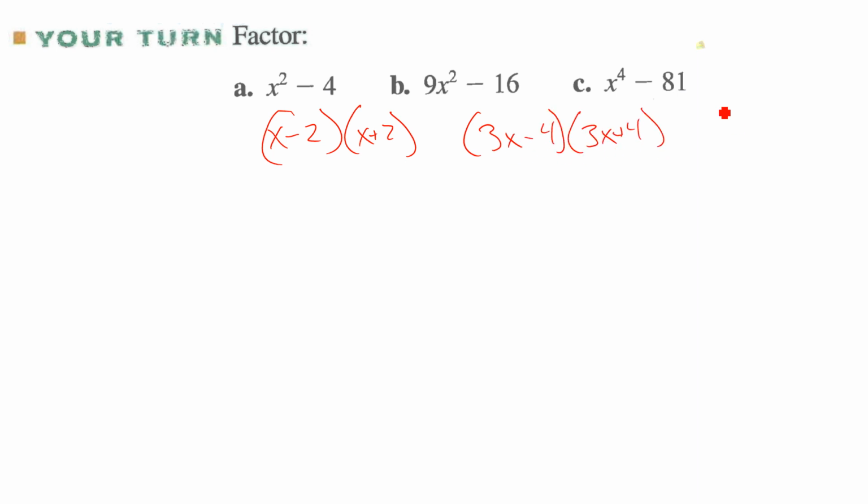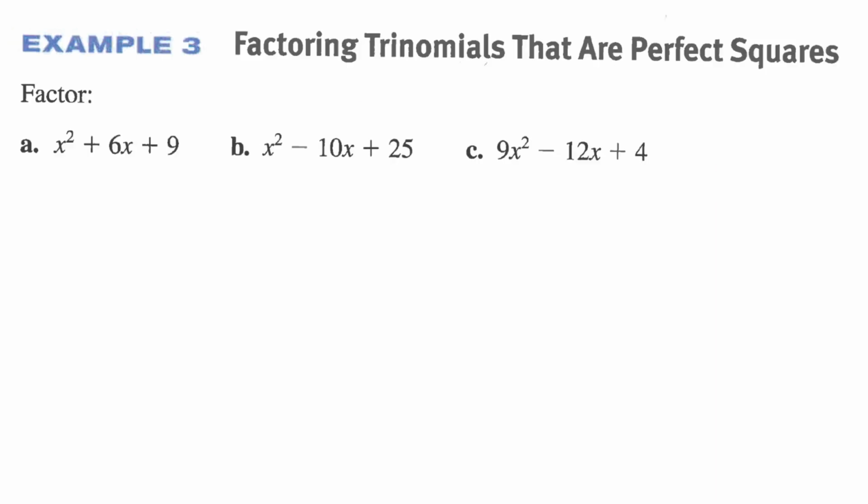And for the last one, we had x squared plus or minus 9. Notice how the order doesn't matter. It can be the plus and then the minus either way. All right, factoring trinomials that are perfect squares.